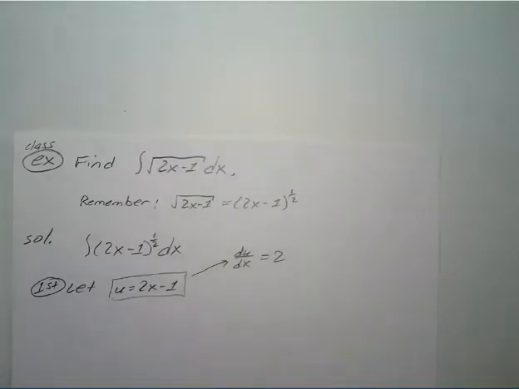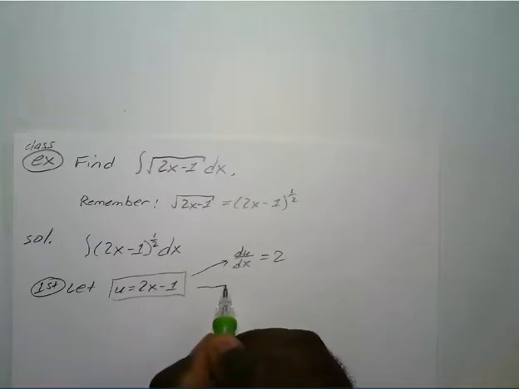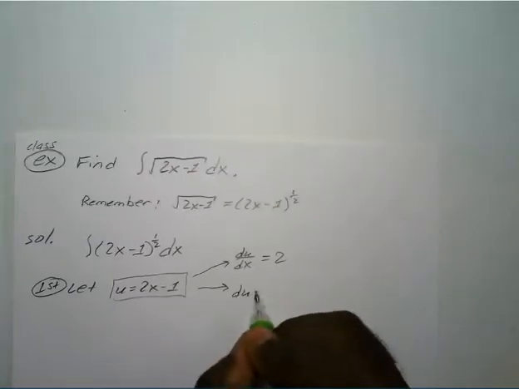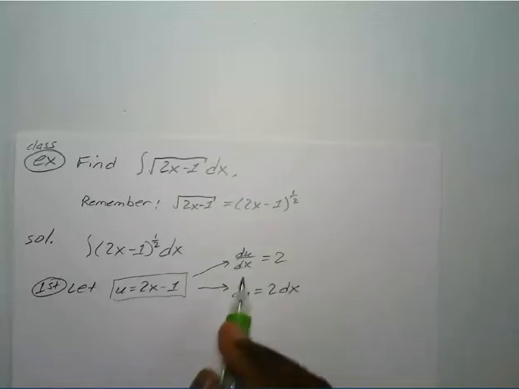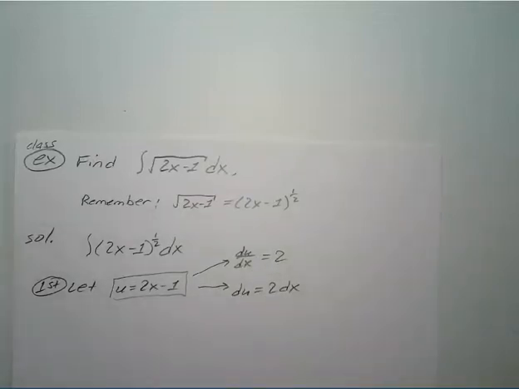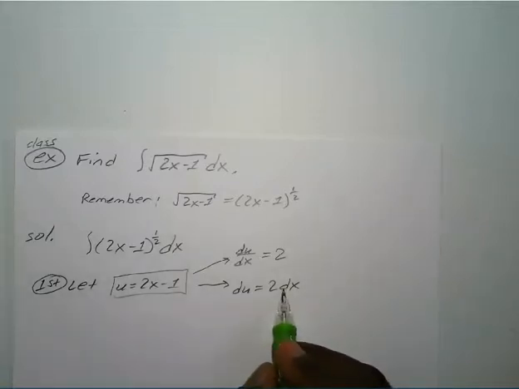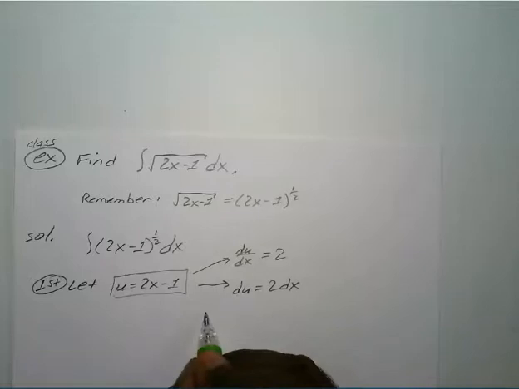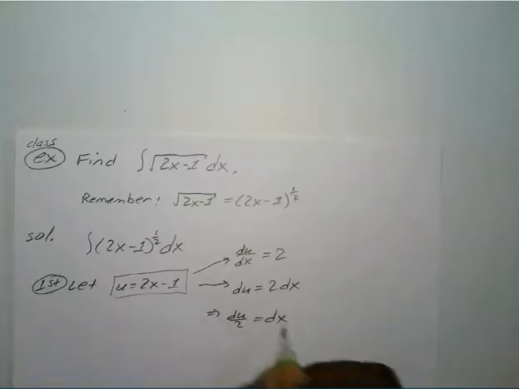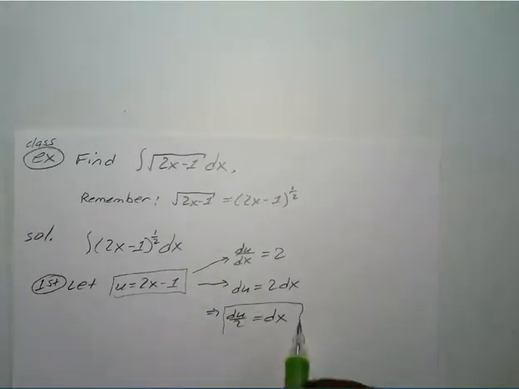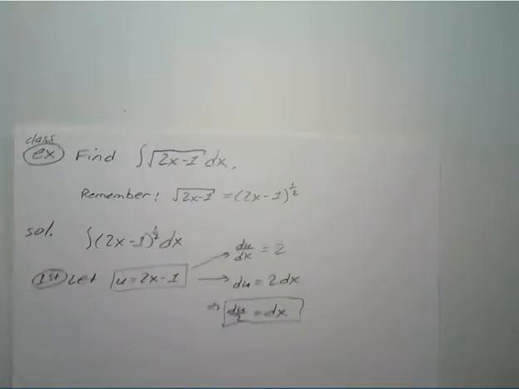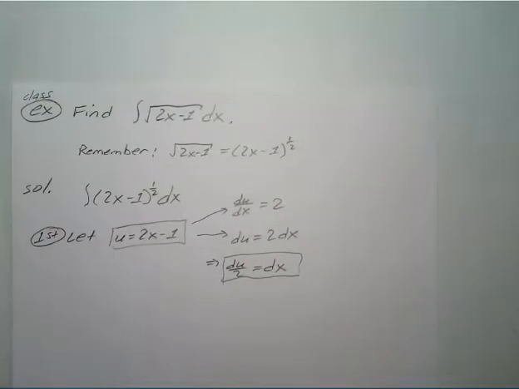Okay, so we find our differential, where du is equal to 2 dx, so we just multiply both sides by dx. Okay, but to get our dx by itself, we go ahead and divide both sides by 2. So we have du over 2 equals dx. Okay, so once again, we're going to need that. All right, so now we can go ahead and start solving it.